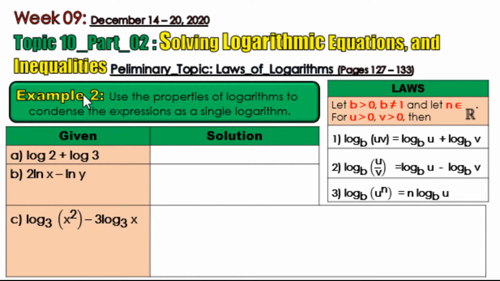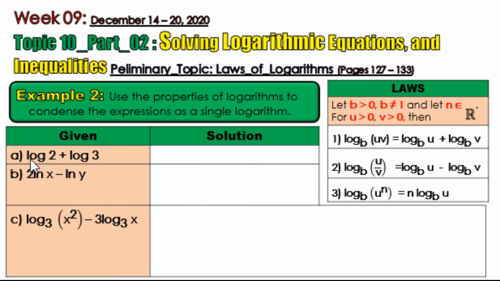Now for example number 2, use the properties of logarithms to condense the expression as a single logarithm. So this is the reverse process from what we have discussed for example number 1. Okay, so for example number 1, we have expanded. For example number 2, we will be condensing the expression as a single logarithm.